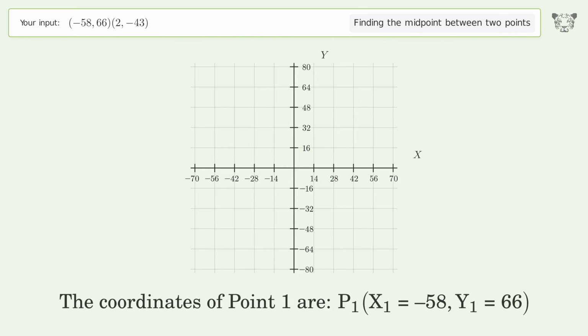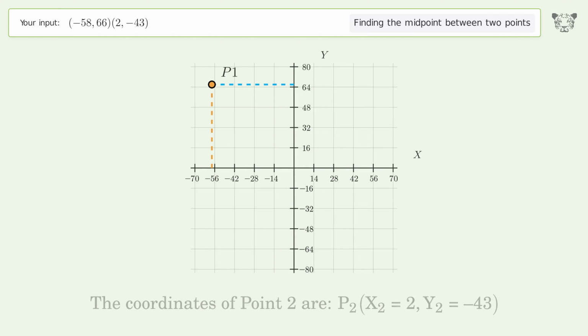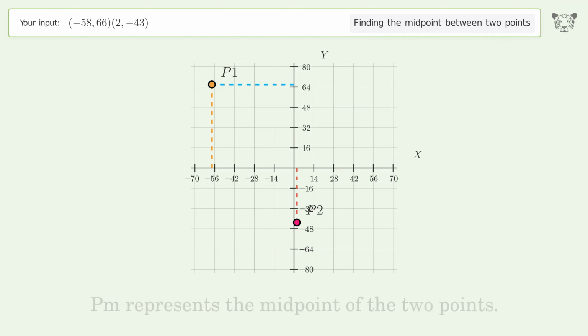The coordinates of point 1 are, x1 equals negative 58, y1 equals 66. The coordinates of point 2 are, x2 equals 2, y2 equals negative 43. PM represents the midpoint of the 2 points.